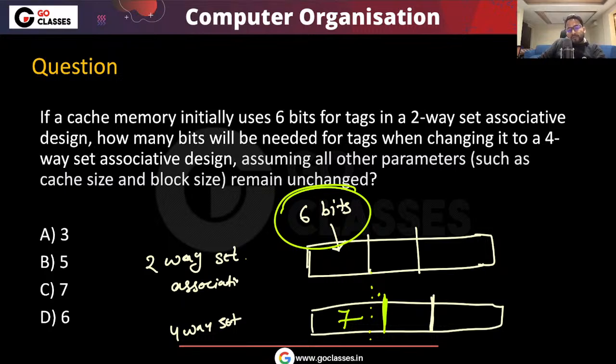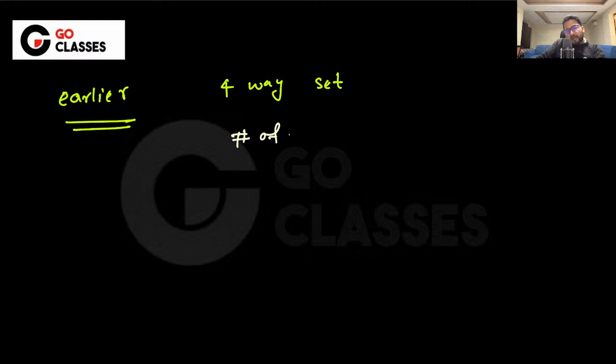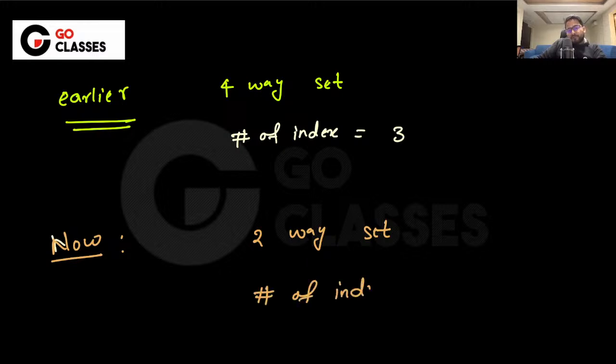Okay. So now let me ask you another question. Suppose earlier it is 4-way set associative and the number of index bits is 3. Now let's suppose I'm making some change and it is now 2-way set associative. Okay. Now you tell me the number of index bits will be how much?